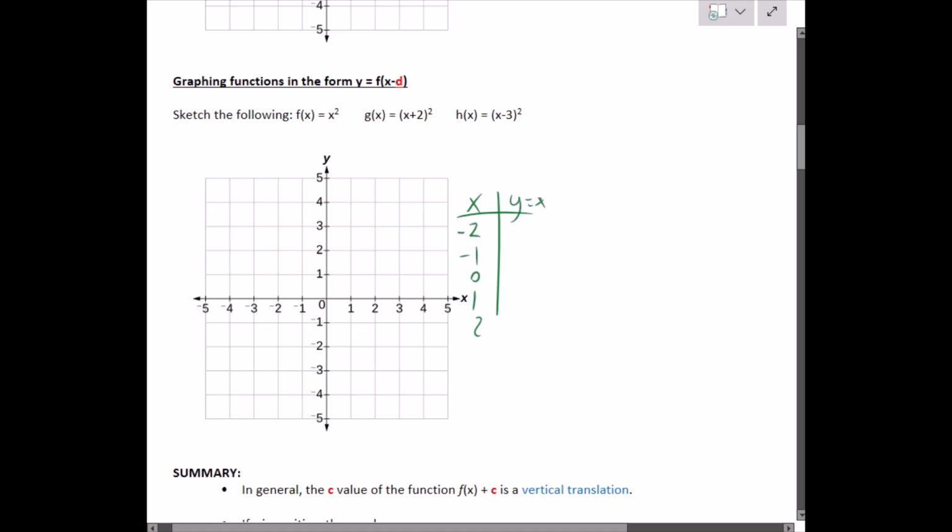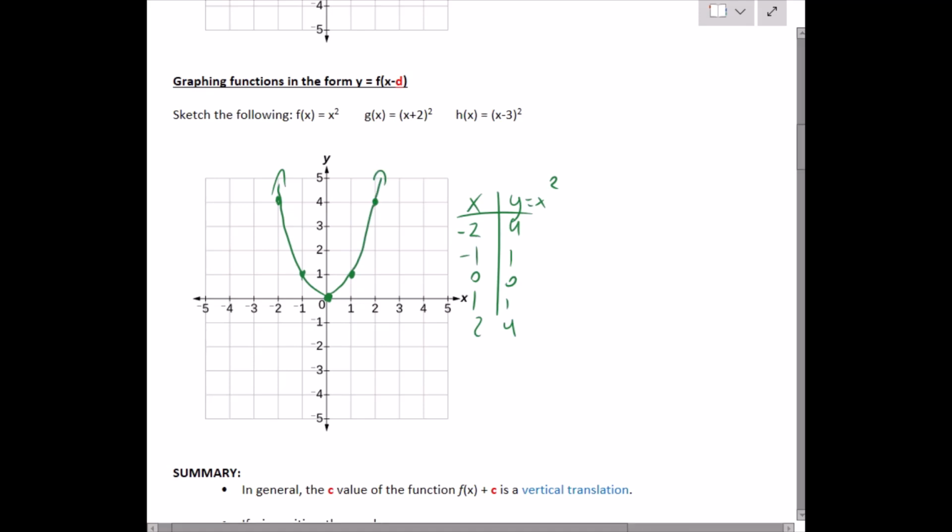And connecting them. We now have x squared. And at this time, we're going to be taking our points, and we're just going to move them from the graph themselves. So let's look at g of x here. So g of x is x plus 2.